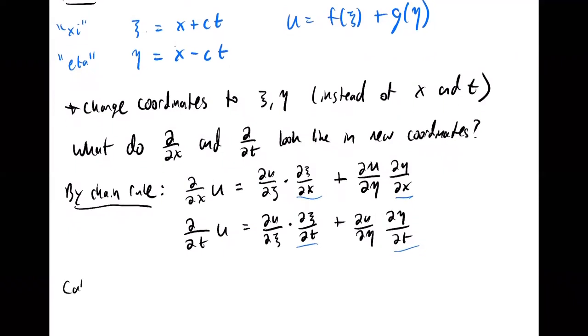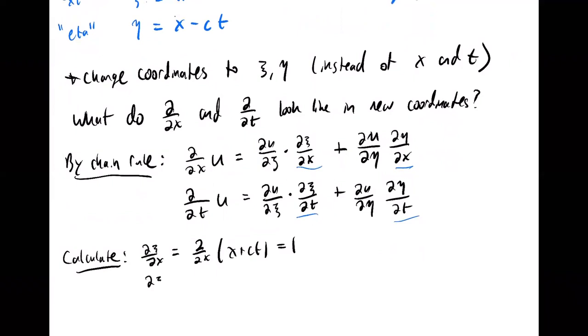Right, and so we can calculate, well, I know xi is equal to x plus c times t. So the derivative of xi with respect to x is the derivative with respect to x of x plus ct. So that's just 1. Now the derivative of eta with respect to x is equal to the derivative with respect to x of x minus ct, and so that's also equal to 1. So we have the first two terms.